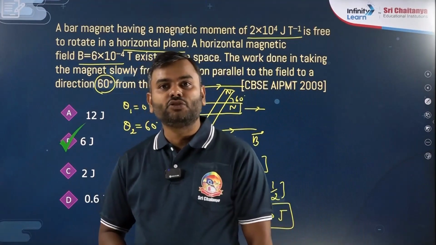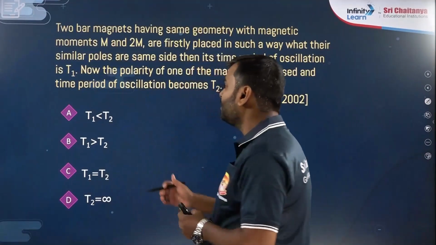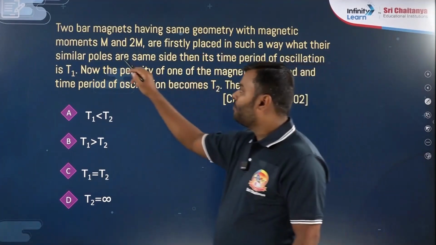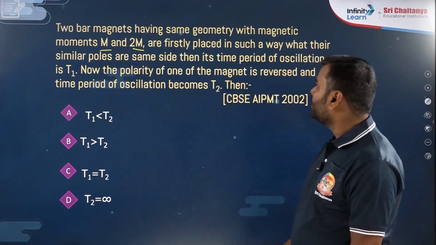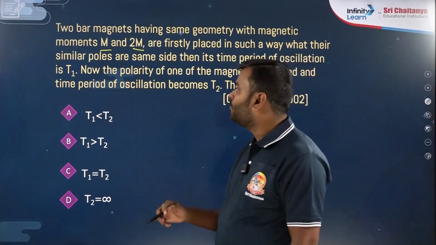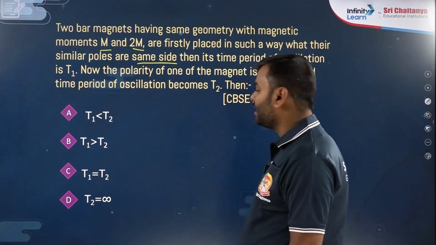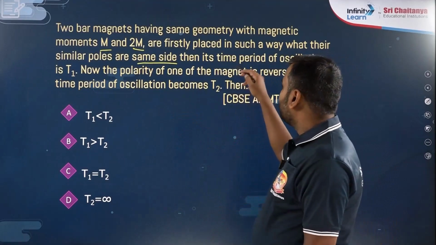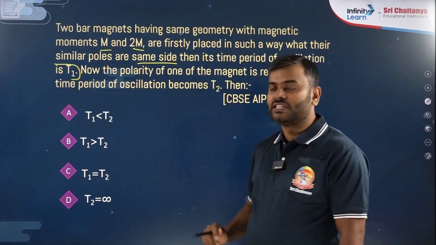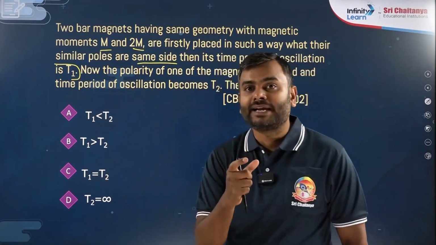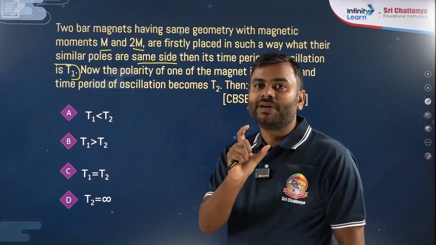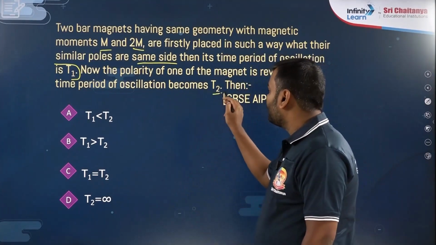So let's move to the next question now. In this particular question, they have given two bar magnets having the same geometry with magnetic moments M and 2M, firstly placed in such a way that their similar poles are on the same side. In that situation, the time period of oscillation of the combination is T1. Now the polarity of one of the magnets is reversed, which means we change the south pole and north pole direction of one magnet. Because of that, the time period of oscillation becomes T2.